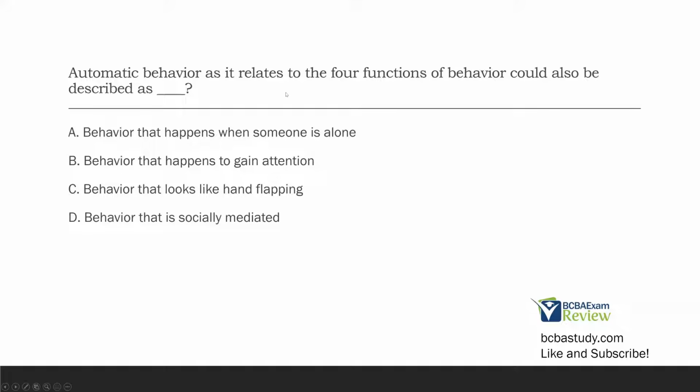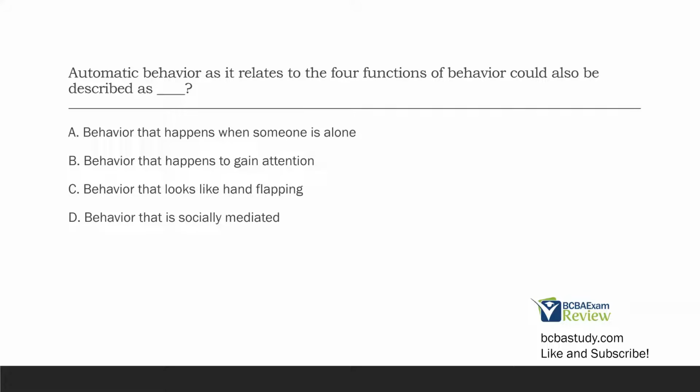Automatic behavior as it relates to the 4 functions of behavior could also be described as blank. This is a very easy question. However, the way automatic reinforcement is taught now, I feel is very confusing. A lot of people want to use sensory interchangeably with automatic, which is fine. But the problem is that it implies that all sensory behavior is automatic. And it's not always the case, right?